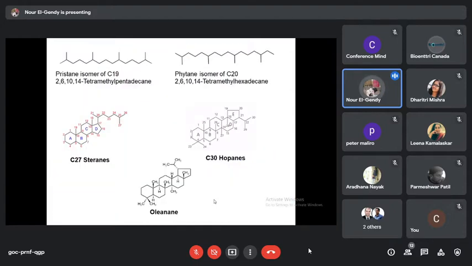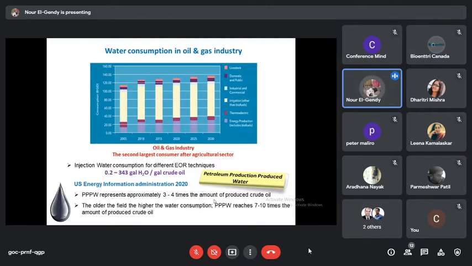These are also the structures of the biomarkers, like pristane, phytane, steranes, and hopanes, which are also found in petroleum hydrocarbons. They persist for a very, very long period of time, so you should have your own isolates also to degrade these and to decrease water and soil contamination and so on. Another problem from the petroleum industry is water consumption, because it is the second largest consumer after the agriculture sector.